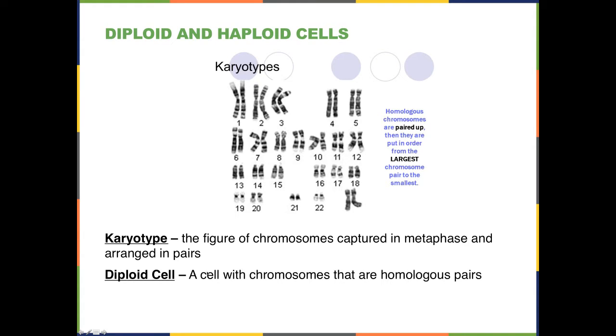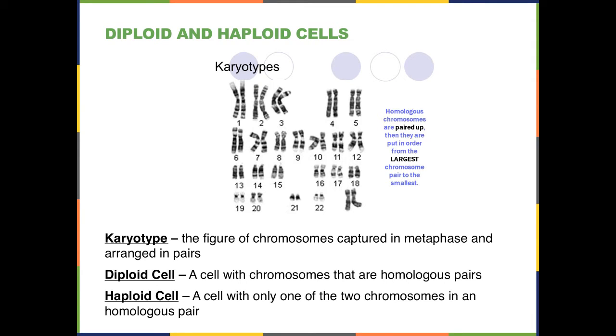Now, because this cell had its chromosomes in homologous pairs, it's called a diploid cell. A diploid cell is a cell that has all of its chromosomes in homologous pairs. Now, all the cells of the body, with 1 or 2 exceptions, are diploid cells. The most common exception is the sex cells. That is, the cells that are responsible for the production of a new organism. Sex cells are also called gametes. They're also called sperm and egg.